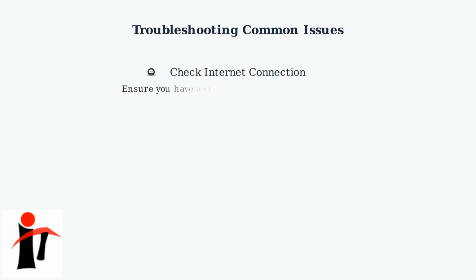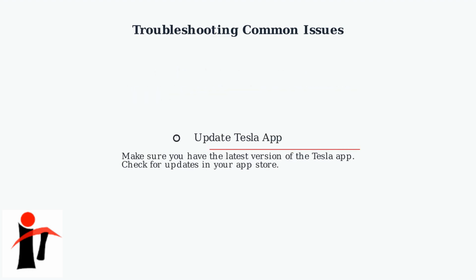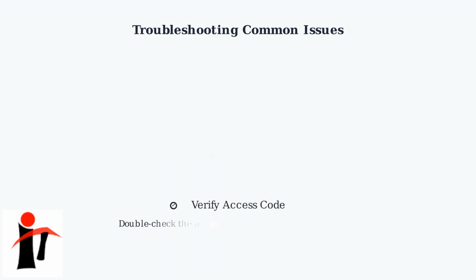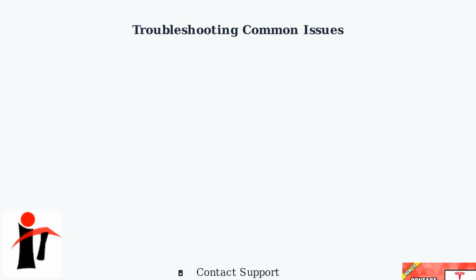If you encounter issues adding the rental Tesla to your app, first ensure you have a stable internet connection. The app requires reliable connectivity to authenticate and add the vehicle. Next, check that you have the latest version of the Tesla app installed. Updates often include fixes for connectivity and access issues. Double-check the access code provided by your rental company. Make sure it's entered exactly as given, without any spaces or extra characters. If problems continue, contact Tesla support or your rental provider directly. They can troubleshoot specific issues with your account or vehicle.